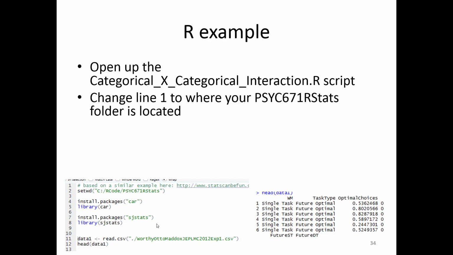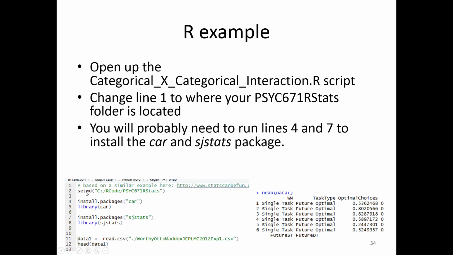You can Google R Helmert contrast type 3 sum of squares ANOVA to find out more about what exactly is going on here. Change line 1 to where your Psych 671 RStats folder is located. This is just like what we've done in the other R script, so you could open another one that you've modified this line in first and then just copy it and paste it here. Okay, so you'll probably need to run lines 4 and 7.